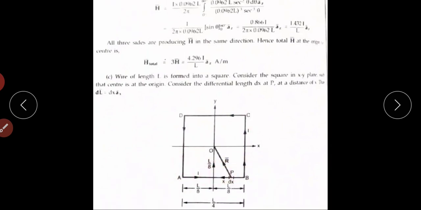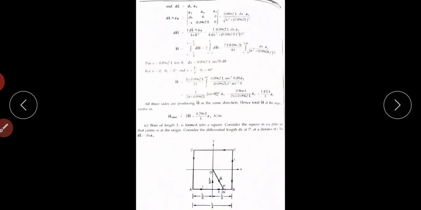Here the square has 4 sides. So total magnetic field intensity equals 4 into h, so it equals 4 into 0.9 into I by L az bar. So h total equals 3.6 into I by L az bar ampere turns per meter, or amperes per meter.